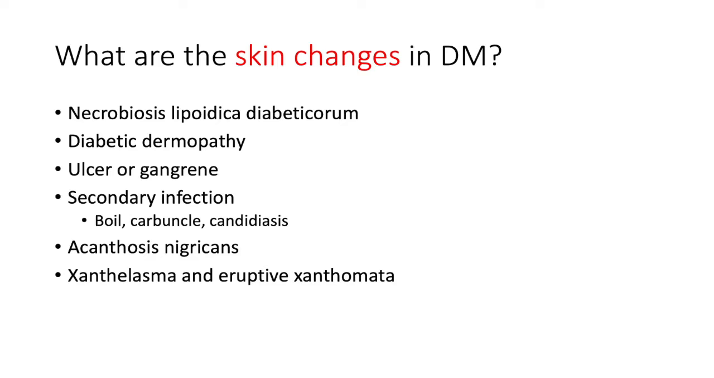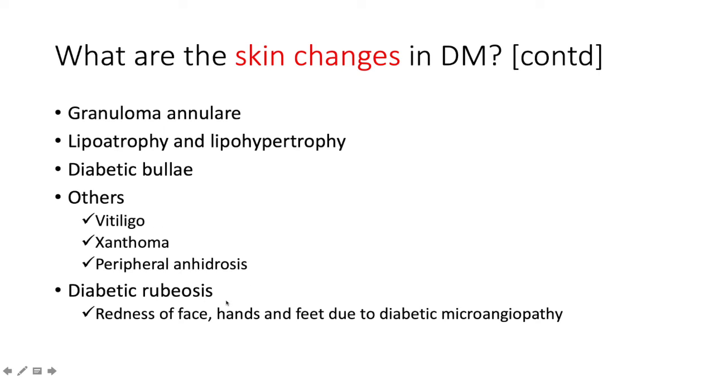What are the skin changes in diabetes? Well, there's a whole host of them. We spoke about necrobiosis lipoidica. Then there's diabetic dermopathy. You can have ulcer or gangrene, as in peripheral vascular disease, secondary infection in the way of boils, carbuncles, candidiasis, acanthosis nigricans, which speaks specifically to insulin resistance. So you look at your skin folds, the axilla, the nape of the neck. Xanthelasmata and eruptive xanthomata, speaking to hyperlipidemia, hypercholesterolemia.